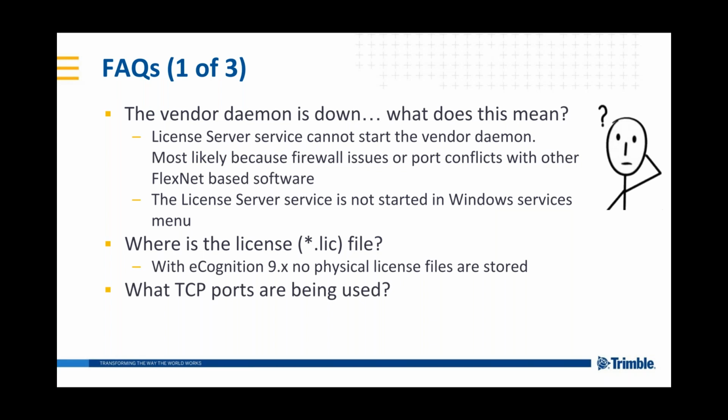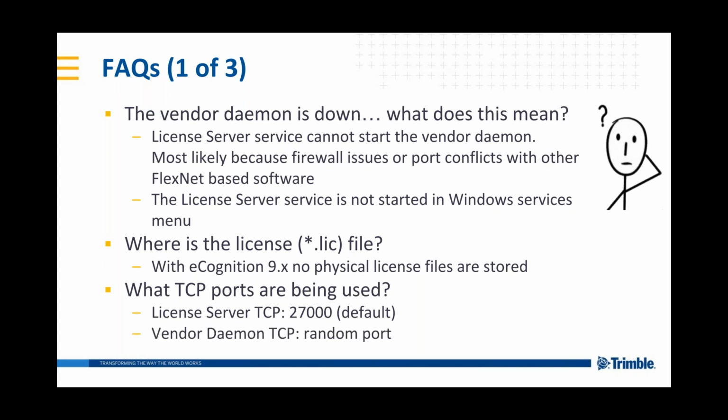What TCP ports are being used? This is one that also comes in frequently. By default, the license server is going to use TCP 27000. But you can change ports if you want to. If you want to get into those port changes, I would recommend contacting our eCognition support engineers, and they can walk you through how you can make some of these port changes if you get stuck. Also, vendor daemon TCP ports, this is then a random port.